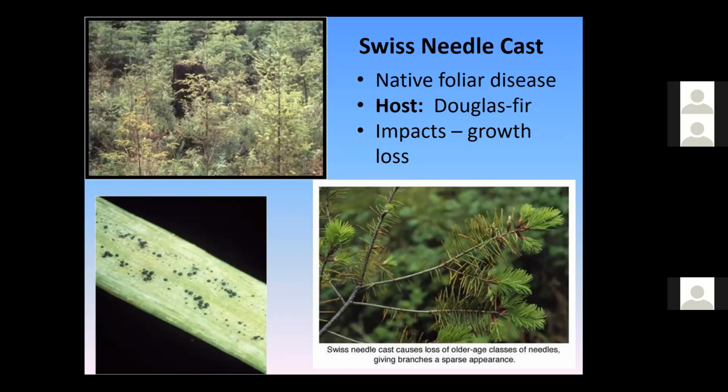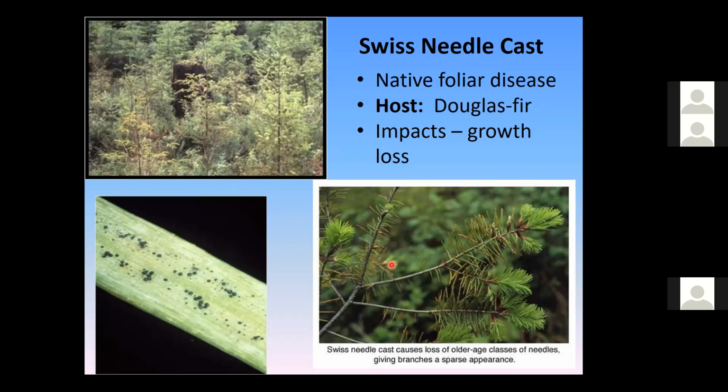The name Swiss needlecast sounds like it's an invasive from Europe, but in fact, it's a native disease. It got its name because people growing Douglas fir in Switzerland noticed a lot of this disease occurring. And so it's non-native to Europe, essentially, from us. And so native disease, and it causes this kind of browning and yellowing you can see in the upper left there.